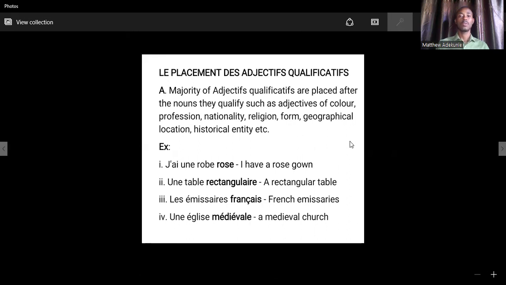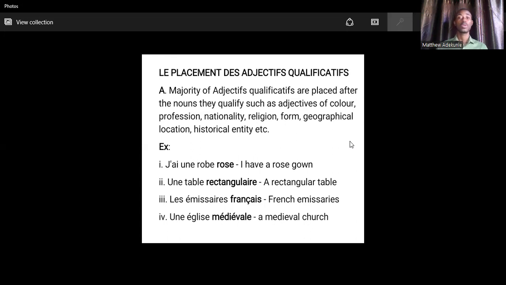Well, quand on parle de placement des adjectifs qualificatifs, c'est-à-dire ce sont la position ou bien les positions pour ton adjectif dans une phrase. Now when we talk about placement of qualificative adjective, we talk about the positioning of this adjective in a sentence. I tried to distinguish them for you to make it really easy.